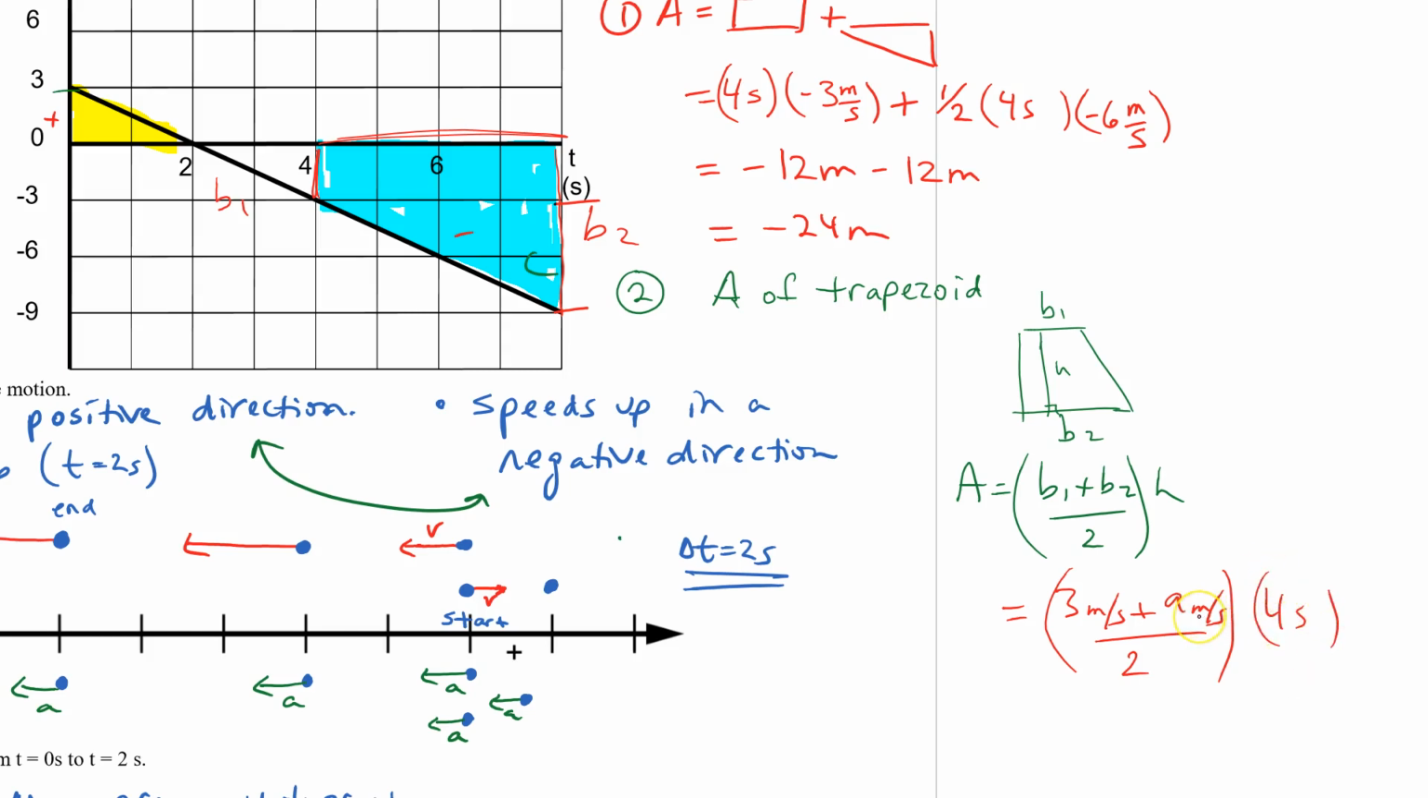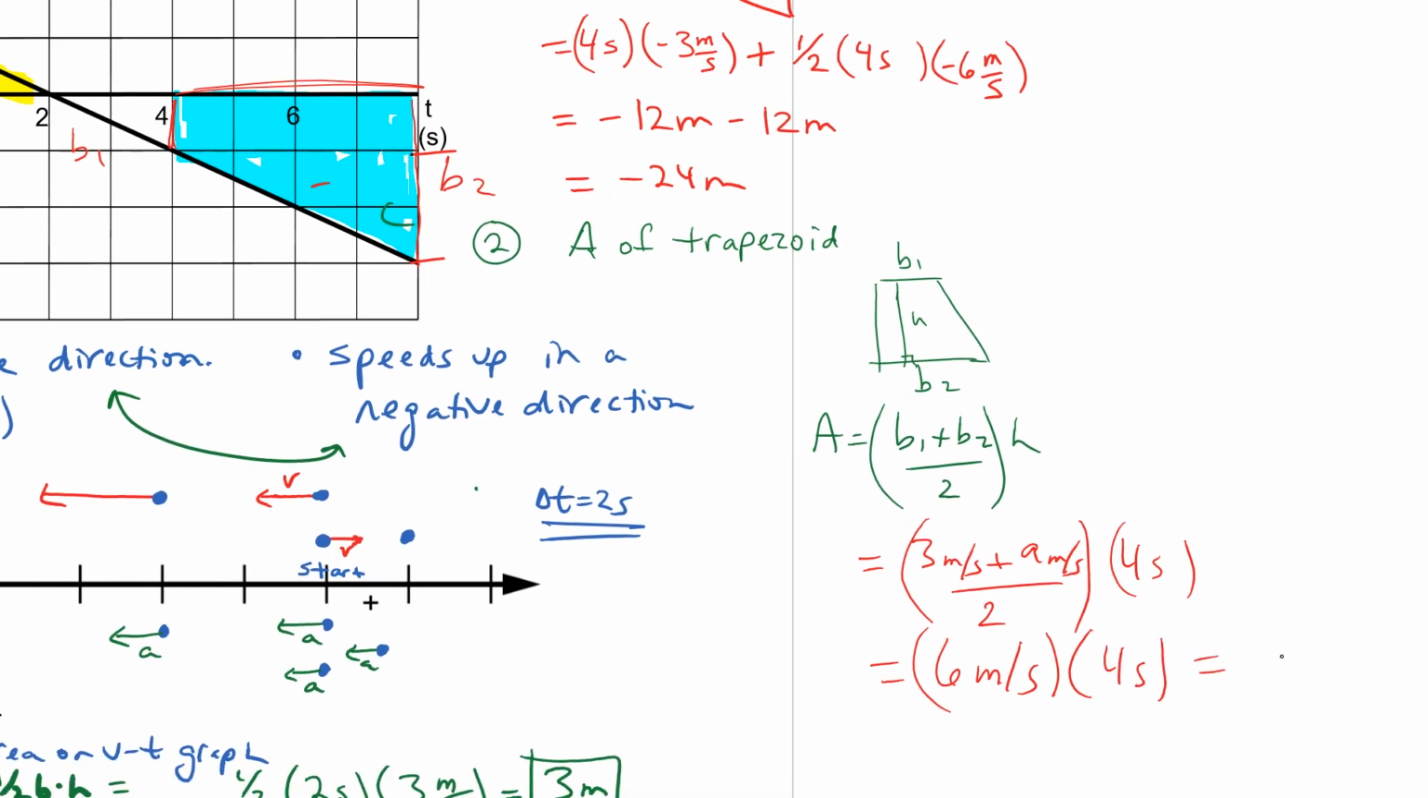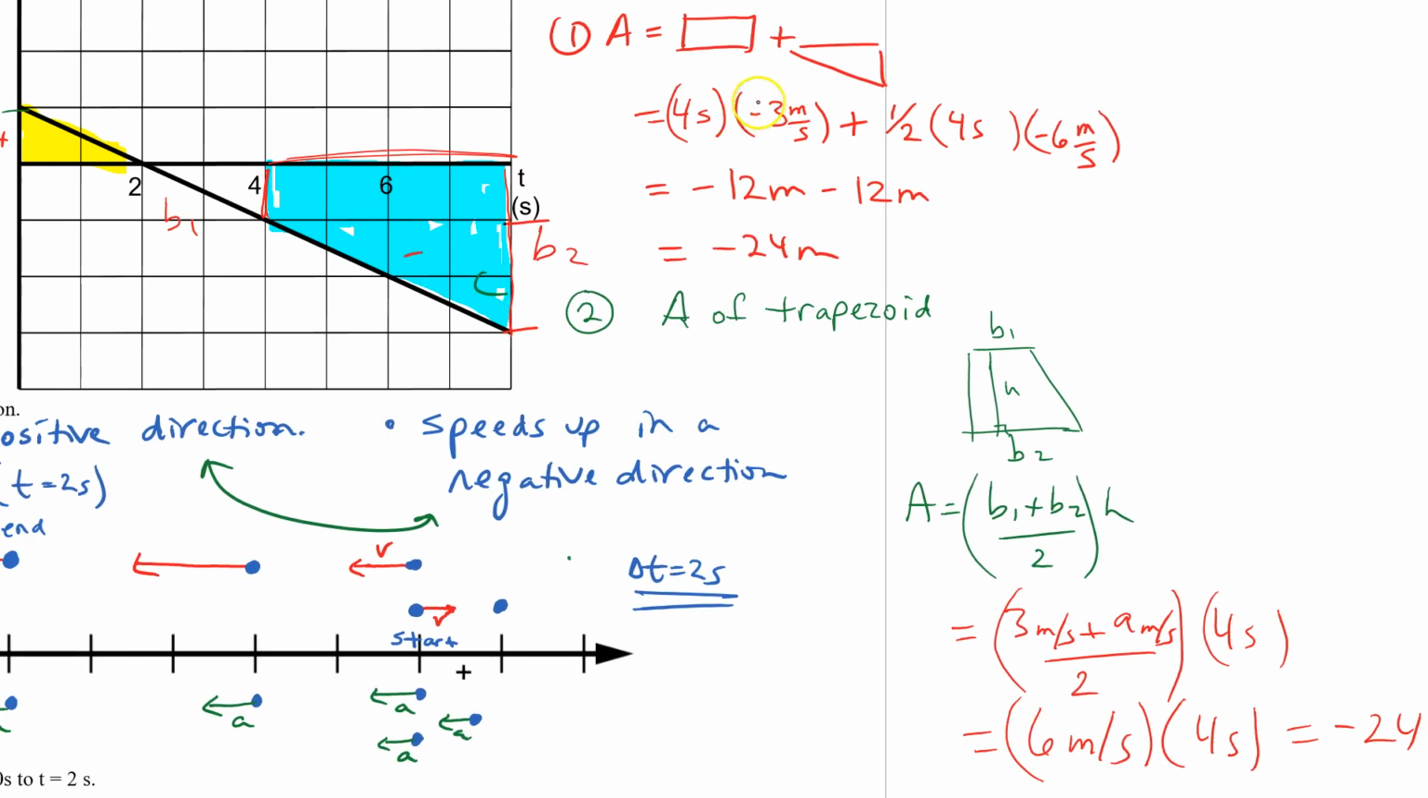3 plus 9 is 12. 12 divided by 2 is equal to 6, so we get 6 meters per second multiplied by 4 seconds. So again, hey, isn't that cool? I get 24 meters, and then I remind myself, oh yeah, but it's all below the line, so it's going to be negative. You could do that same method about not putting in the negatives right away.